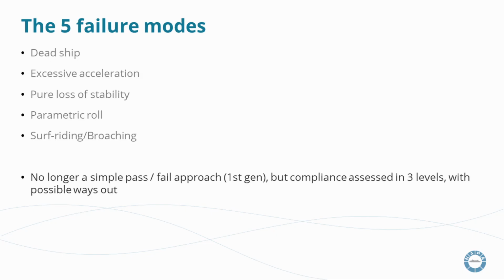And all of these 5 failure modes are then judged in 3 different levels, with possible ways out. This is a quite different approach compared to the first generation intact stability criteria, where we have a more simple pass-fail method of judging.